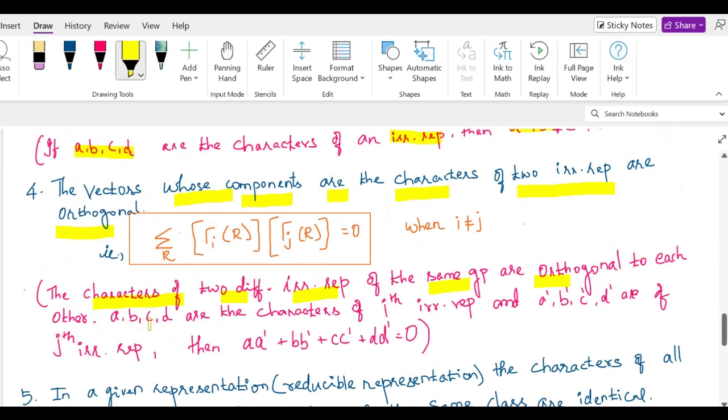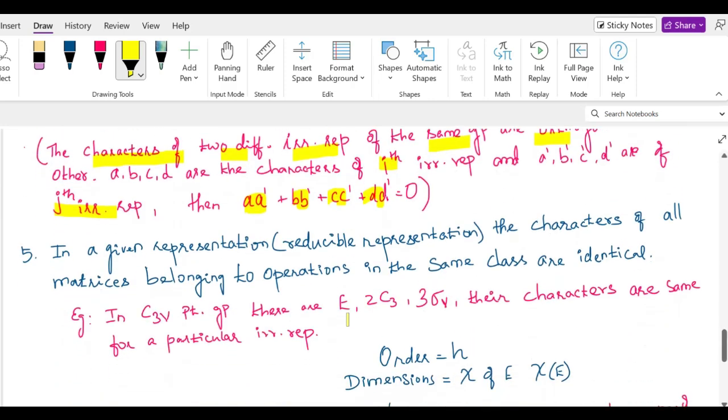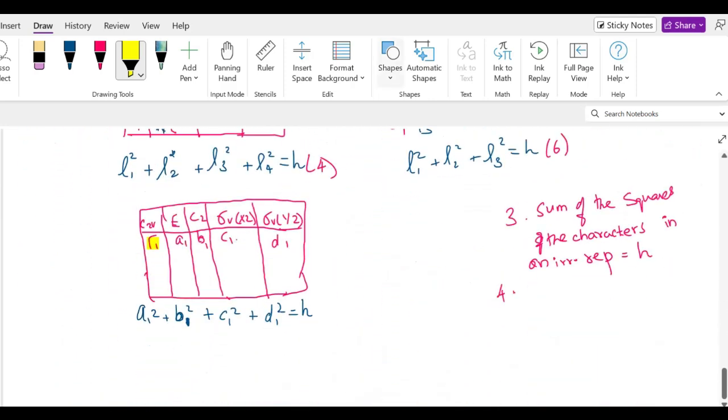Say for example, A, B, C, D are the characters of the ith irreducible representation, and A dash, B dash, C dash, D dash are of the jth irreducible representation. Then the sum of the products of the characters of the same group should be equal to 0. That is, they are orthogonal. Here the first irreducible representation is A1, B1, C1, D1, and the second irreducible representation we denote by A2, B2, C2 and D2.